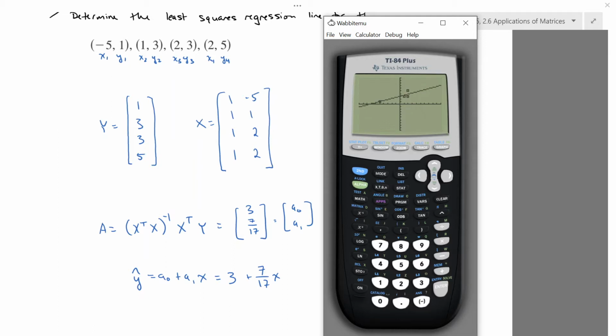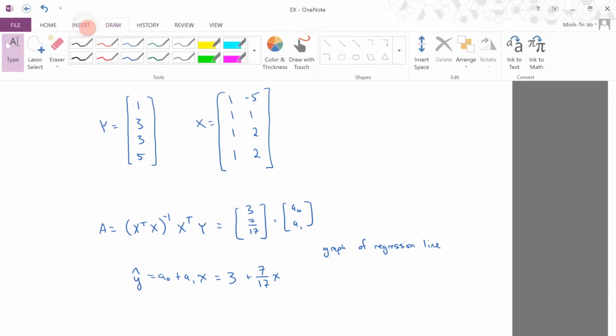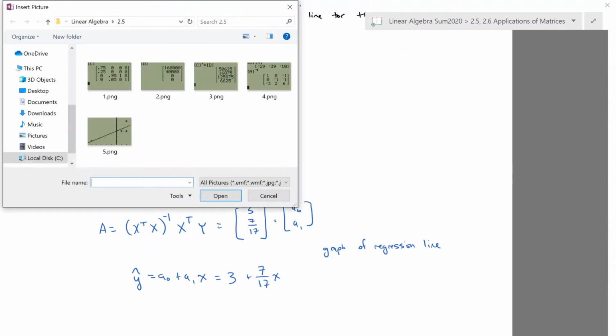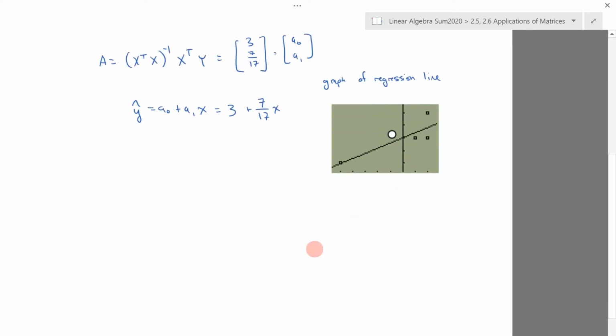You can see my regression line together with the scatter plot. And if I want, I can do zoom stat to get closer, to zoom in a little bit. And so this is what the graph of the regression line looks like.